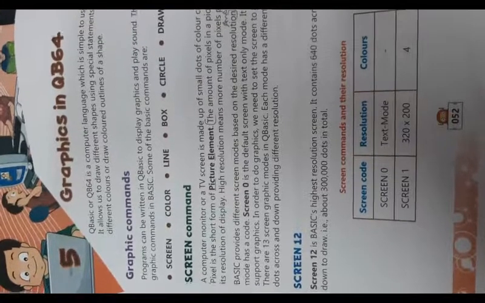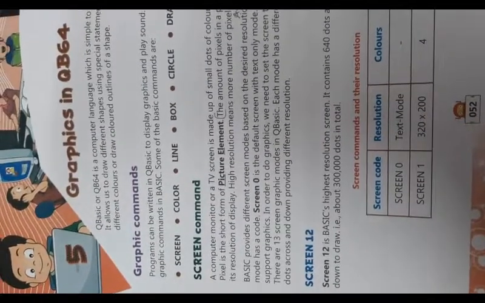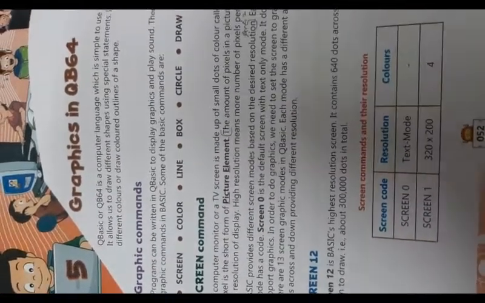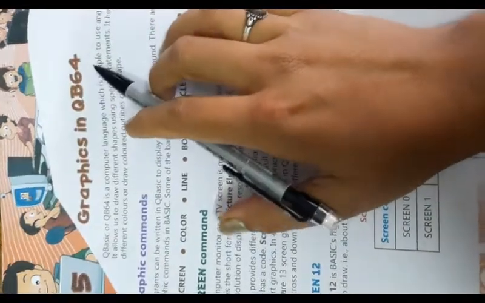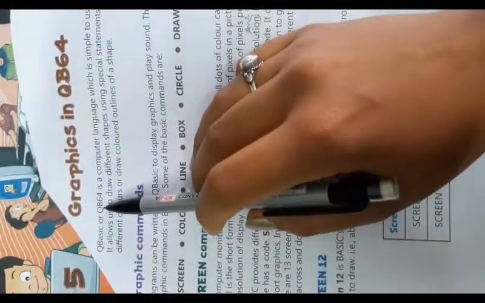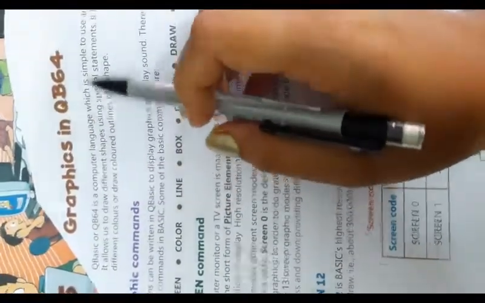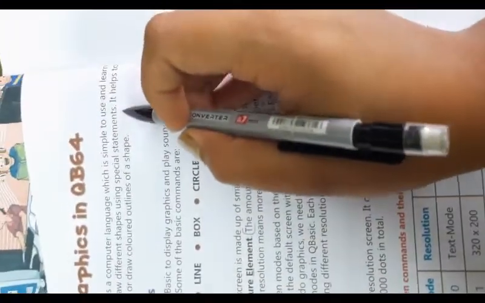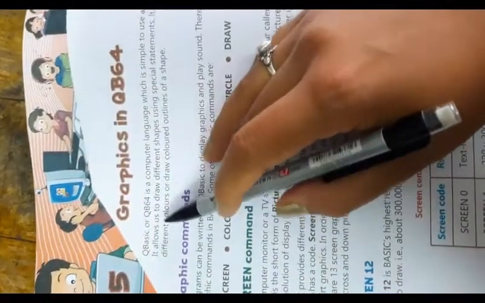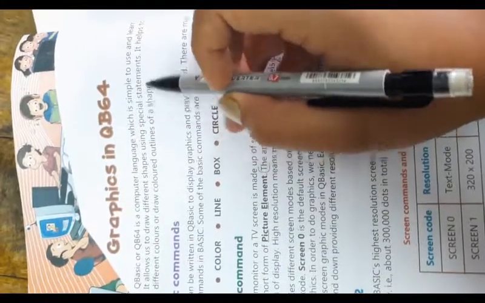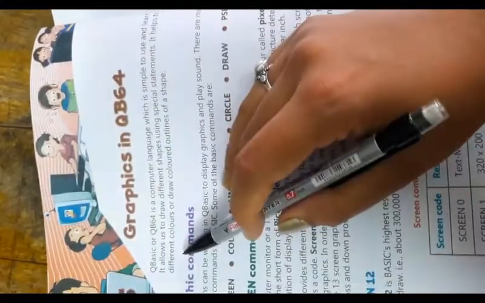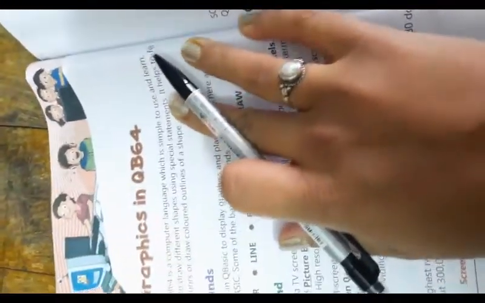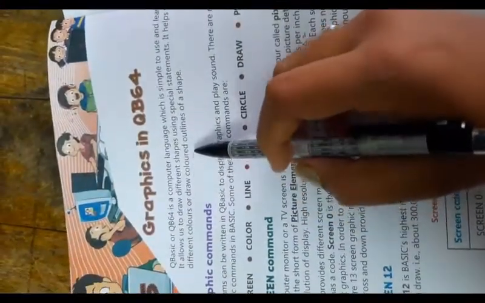Hello children, today we are going to start chapter number 5 of class 7, subject computer graphics in QBasic 64. QBasic or QB64 is a computer language which is simple to use and learn. It allows us to draw different shapes using special statements. It helps to fill different colors or draw colored outlines of a shape.